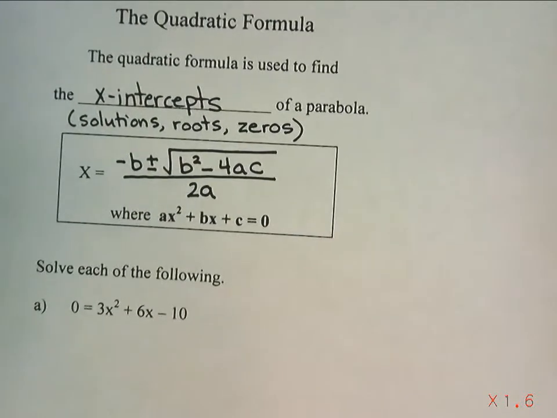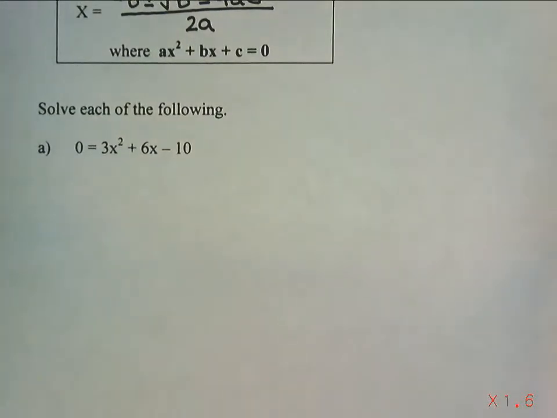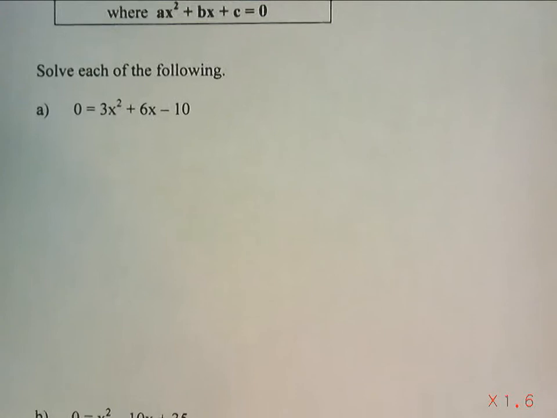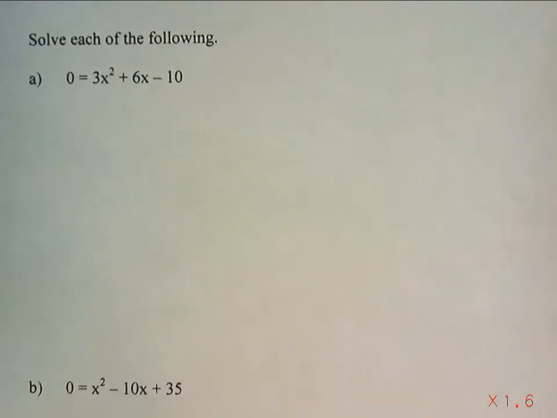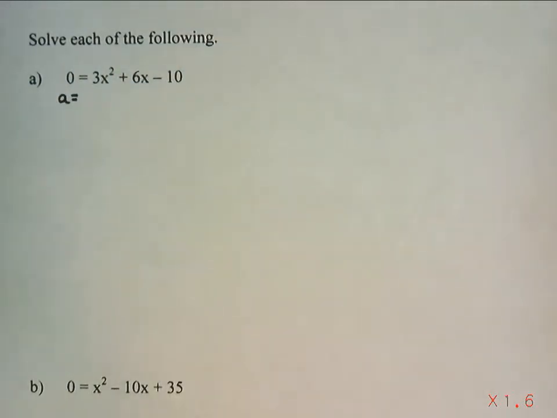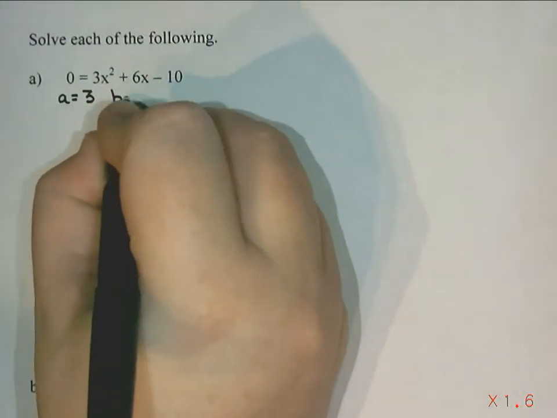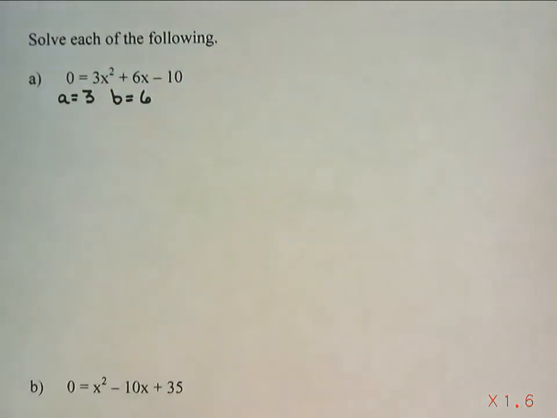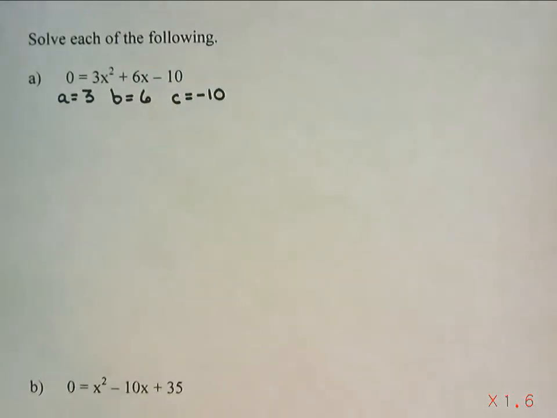So we're going to try 2 examples. It says solve each of the following, and our first one here is 0 equals 3x squared plus 6x minus 10. So the first thing I want to do is take a look at it and figure out what the a, the b, and the c are. So a is always going to be that number in front of the x squared, so it's 3. B is going to be the number in front of the x, which is 6. And c is going to be the number without the x, which is my negative 10.